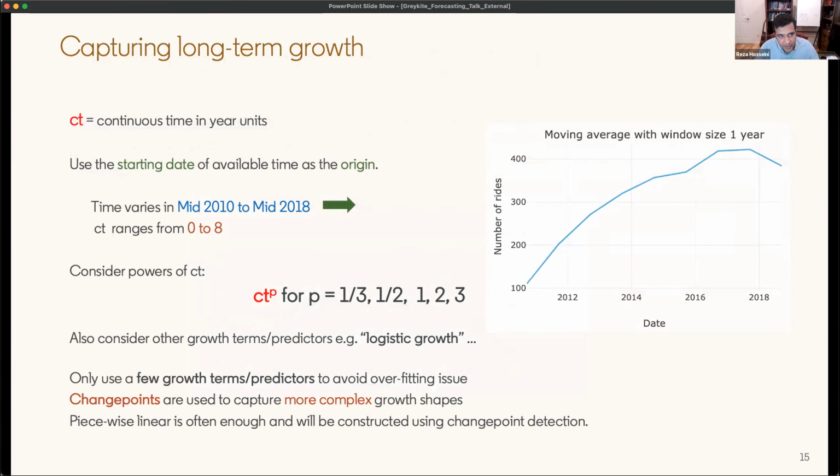Now about long-term growth. With the continuous time variable, you can have linear growth or non-linear growth. But in this case, you can see that bike sharing demand increased and decreased. So you're going to need some way to account for this. One of the best ways is using change points. And that's why we have the change point detection that I'm going to talk about briefly later.